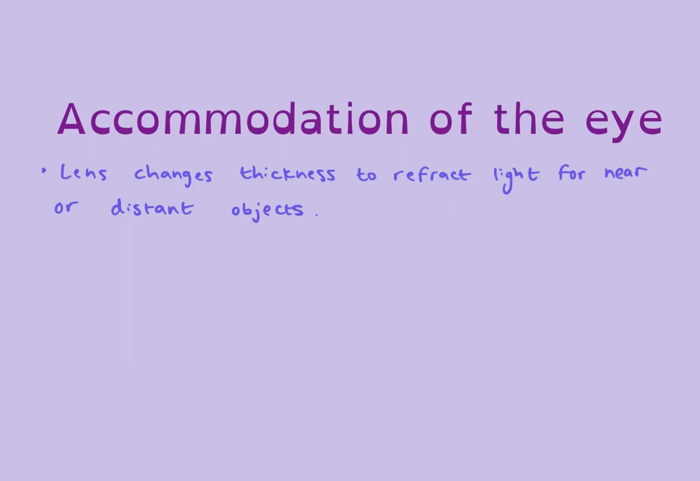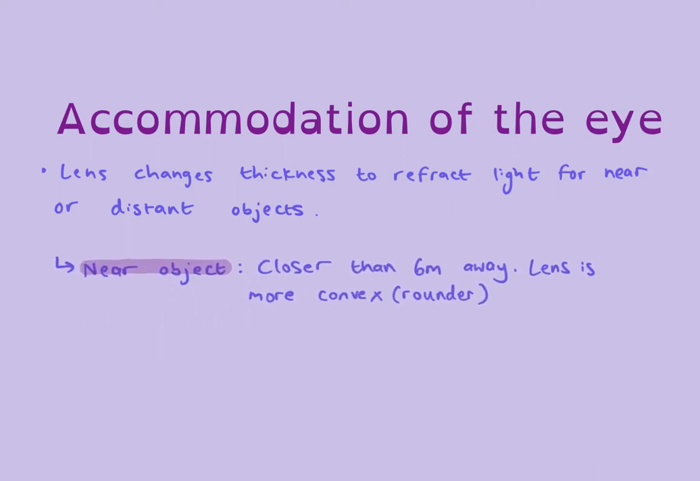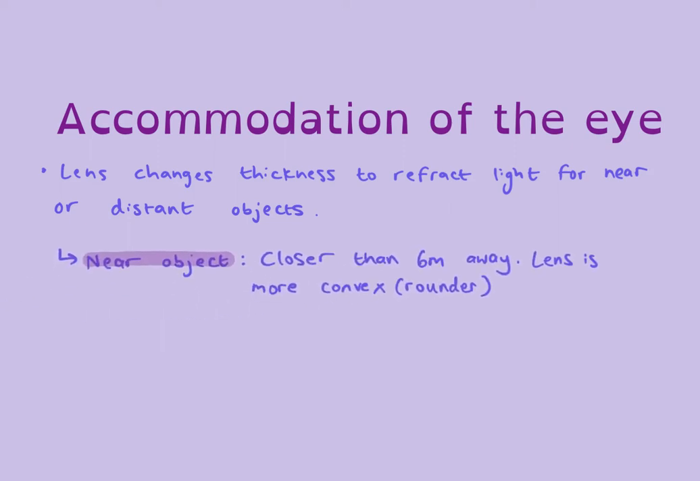your eye. So we look at objects being near objects, which is generally closer than 6 meters, but obviously it's not a cutoff. Your lens doesn't go from being completely rounded to completely flat. It's just the two extremes. So closer than 6 meters is generally a near object, which means your lens is what we call more convex, so it is a rounder shape.